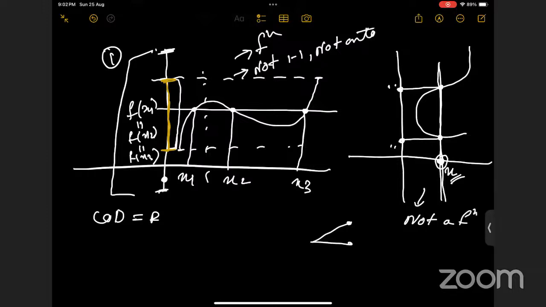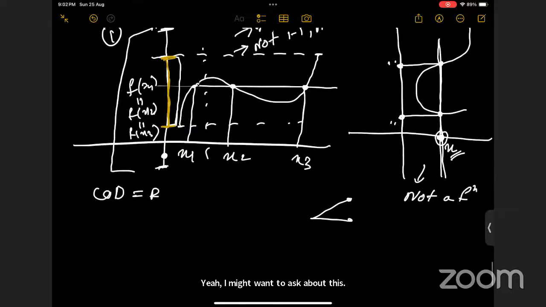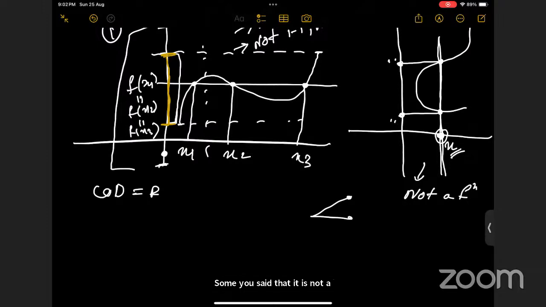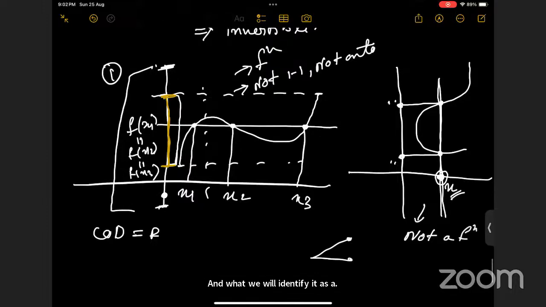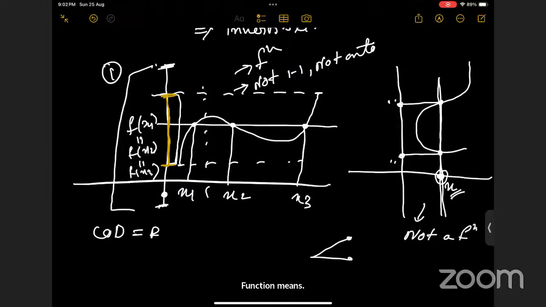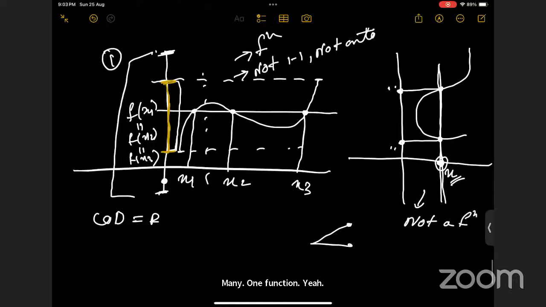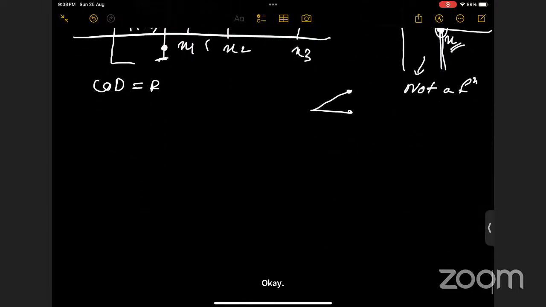Ma'am, I want to ask about this graph. You said that it is not 1, 1 and not onto, but it is a function. Then how will we identify it as a function, how will we separate it out? It will be a many one function. It's not 1, 1, it's not onto.